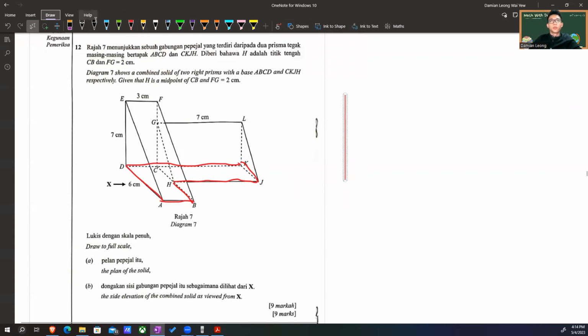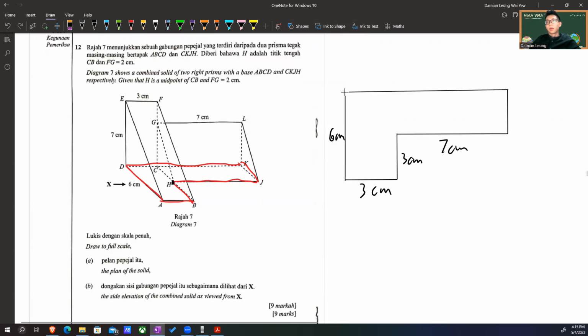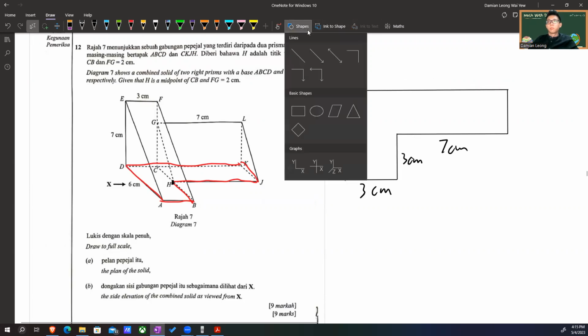So if I start with 6 cm, then to the right by 3 cm, and then it goes up. H is the midpoint, so in the middle, it goes up by 3 cm. And then to the right here, H to J is 7 cm. Then it goes up 3 cm and connects back to this corner. Yeah, so you will get something like that.